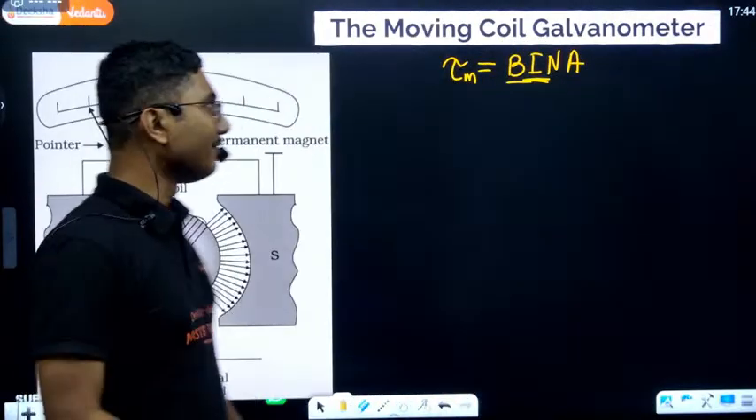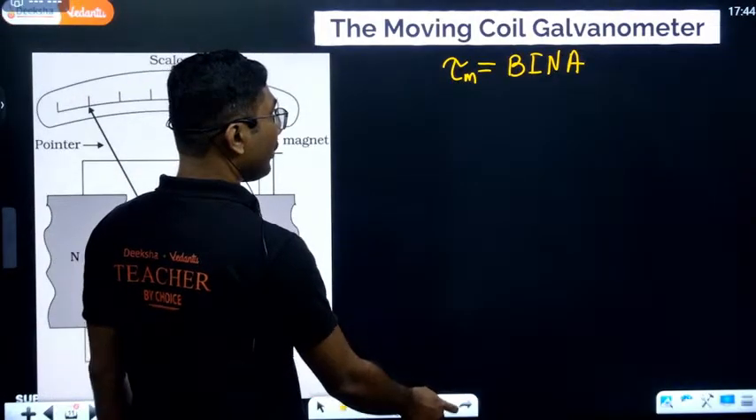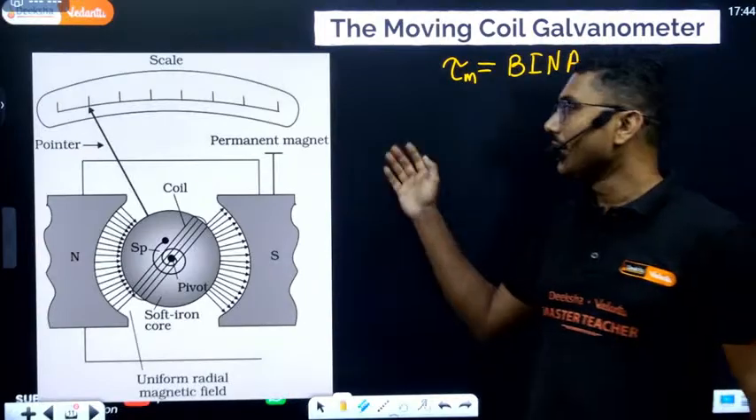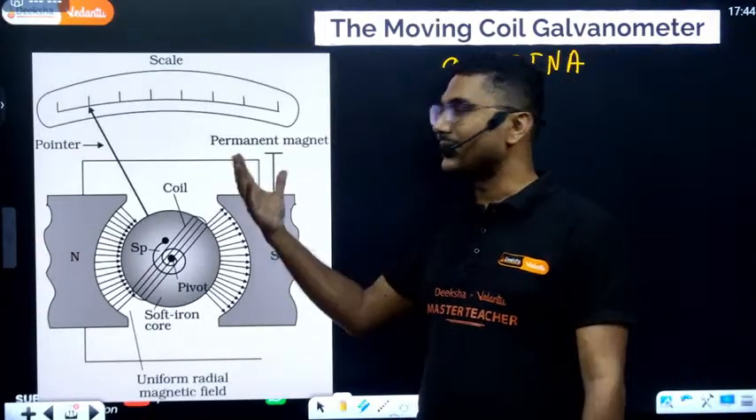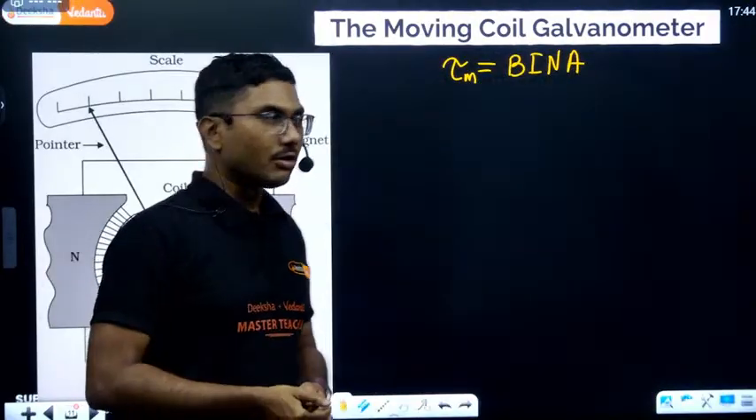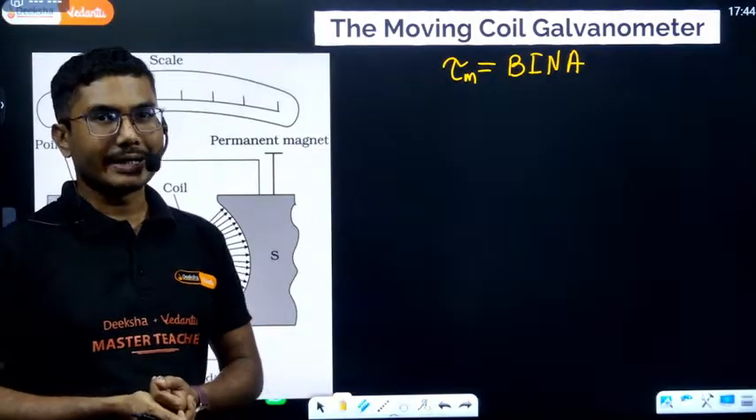So this is a device which can measure the current flowing in a circuit. If you take that device and fix it in a circuit, it will tell you that this much current is flowing in the circuit. So that device is called a galvanometer. So galvanometer is based on the principle of torque acting on a current carrying rectangular coil.